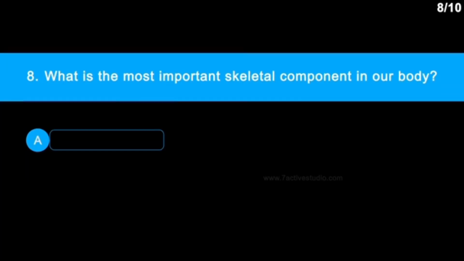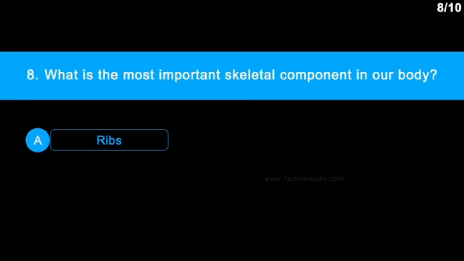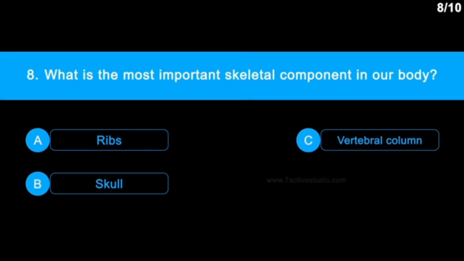Question 8. What is the most important skeletal component in our body? Option A. Ribs. Option B. Skull. Option C. The vertebral column. Option D. Sternum.